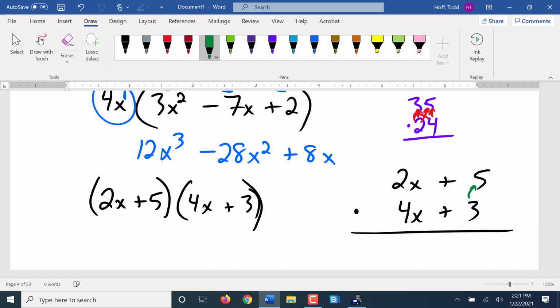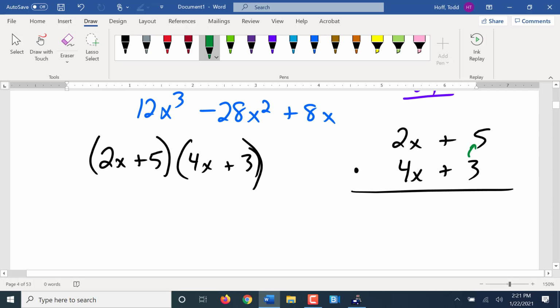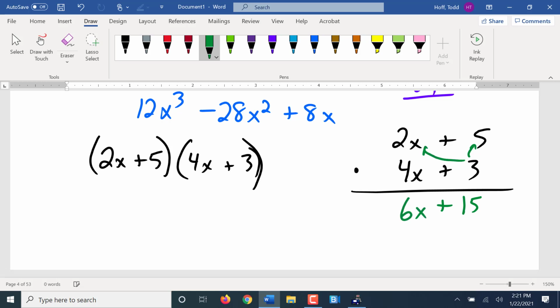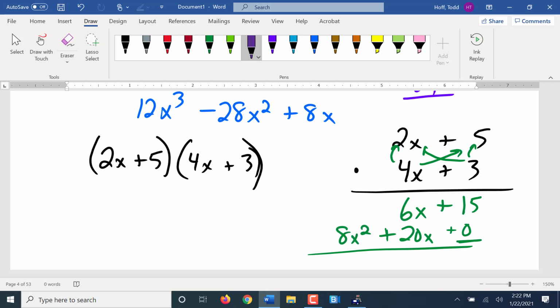What's 3 times 5? Careful. 15. It's positive, so we're going to put a plus in front of it. What's 3 times 2x? 6x. Now, just like with whole numbers, when we move over to the next digit, we leave a blank here or put in a 0. What's 4x times 5? 20x. Notice that goes under the other x. It's positive, so we put a plus in front of it. 4x times 2x? 8x squared.